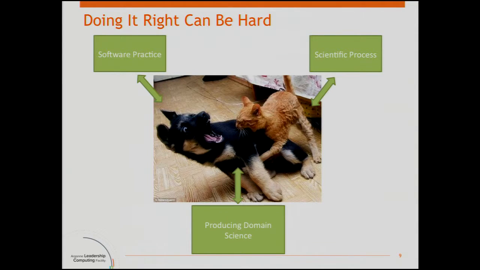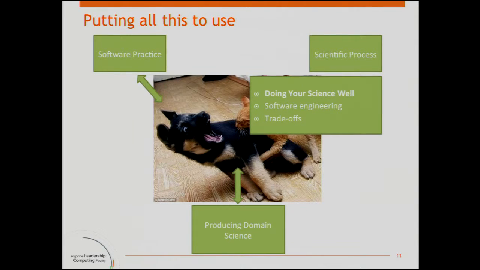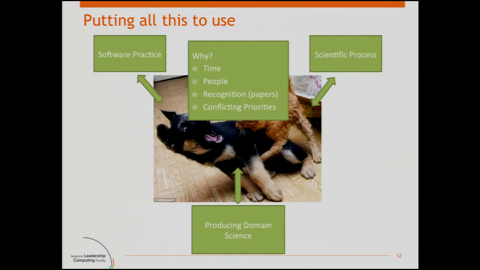All right. The other reason we're talking about this is we wouldn't talk about this if this were easy and if everything worked well and nicely together. It doesn't. And it's true that when you start talking about the software practice, and this is a blanket term for thinking about your software engineering, how you write the code well, versus the scientific process of doing your science well, making sure that your computational experiments are good computational experiments, well, they're often fighting. And they're fighting for a lot of different reasons.